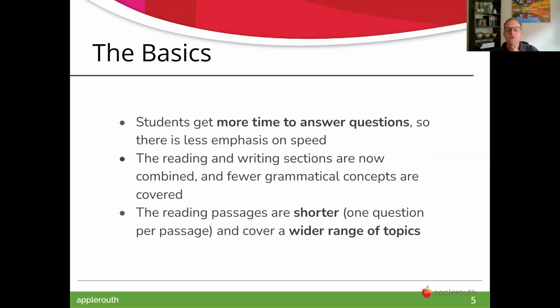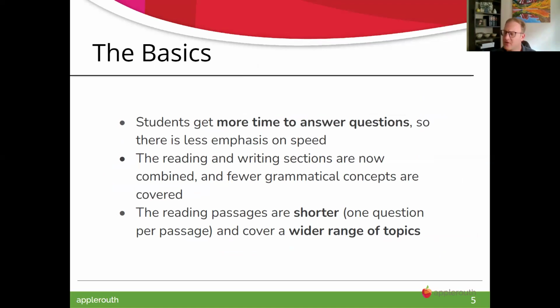The basics of the new verbal is students get more time per question. So not luxurious, you can spend 5 minutes per question, but it's not a 10-second time crunch. Reading and writing used to be separate. There was a comprehension section and then grammar stuff, but now they're combined.